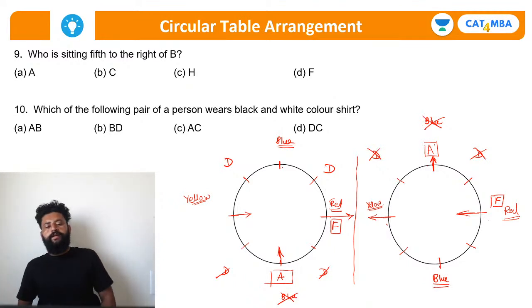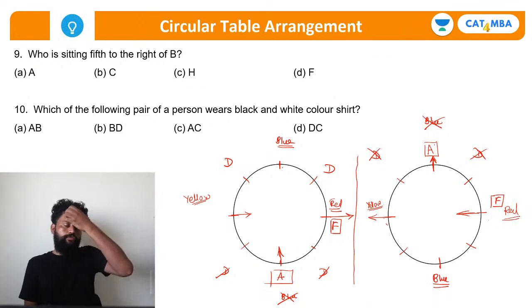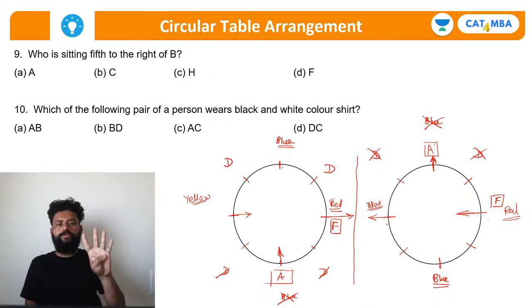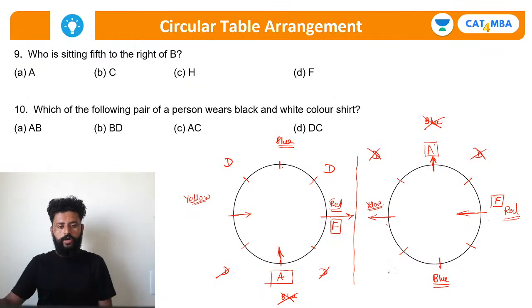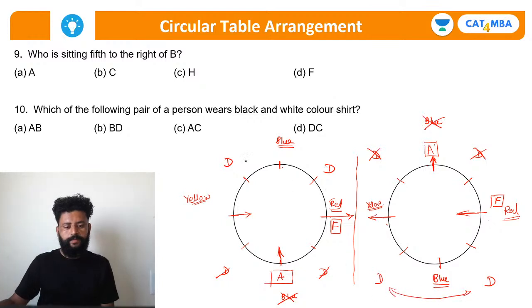And we have two possibilities for D. Now we have cut it short to only four possibilities.